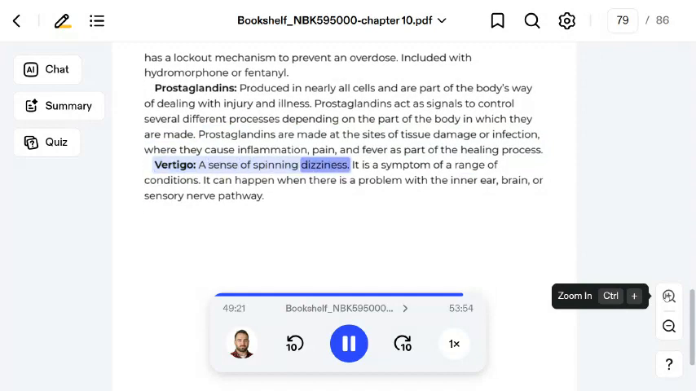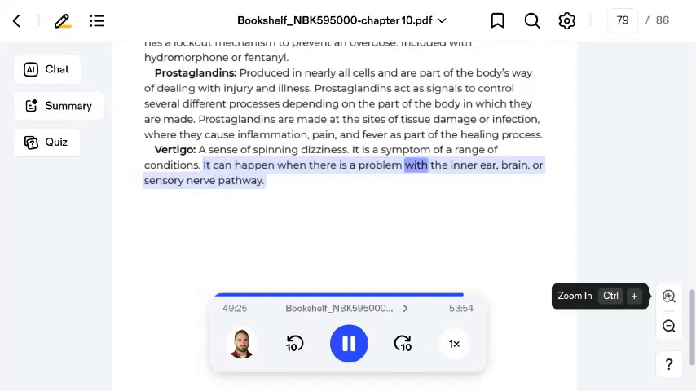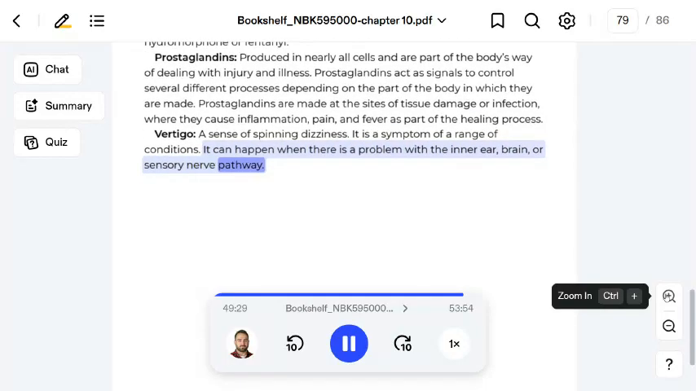Vertigo, a sense of spinning dizziness. It is a symptom of a range of conditions. It can happen when there is a problem with the inner ear, brain, or sensory nerve pathway.